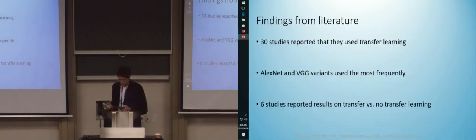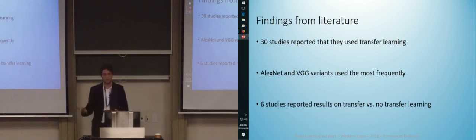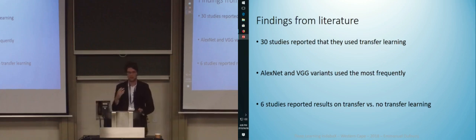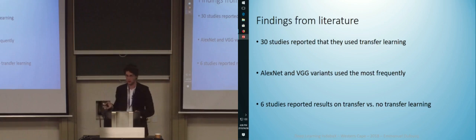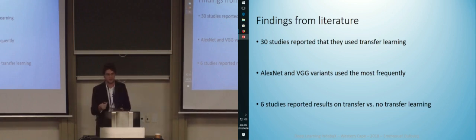In terms of the literature, 30 studies reported that they use transfer learning, despite all the benefits that we know. AlexNet and VGG variants, such as VGG Face and VGG16, were reported the most frequently. 6 studies compared using transfer learning and not using transfer learning, and in practically every case, using transfer learning led to an improvement in results.